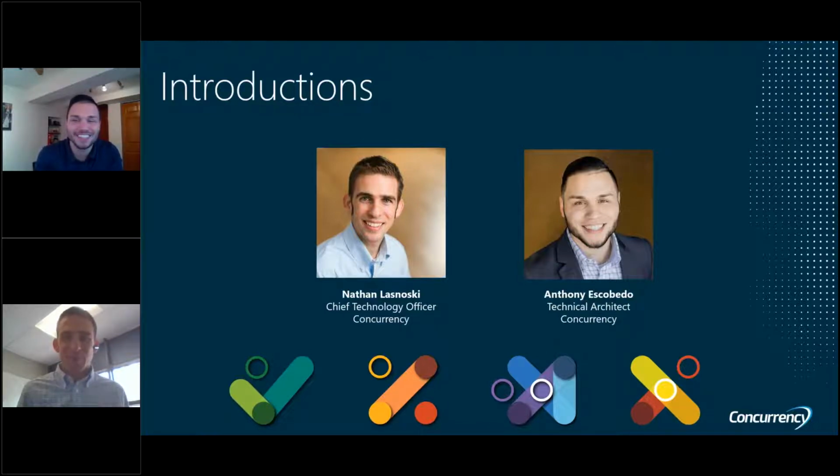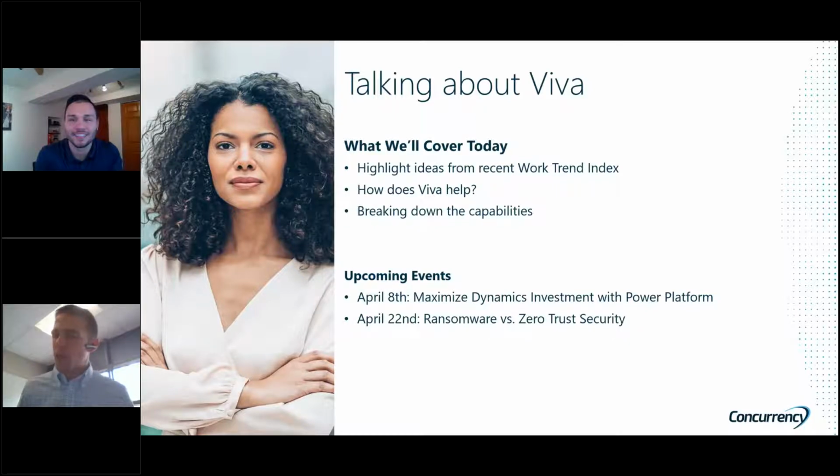Awesome. So what are we going to talk about today? First, we're going to talk about the why. We're going to talk about a few statistics and information coming out of a recent work trend index that was first posted by Satya Nadella. It is such an informative piece of work that enables us to understand why this is important for us to talk about. Then we're going to talk about how Viva helps to address some of these challenges. And we'll break that down into its capability areas that allow us to be able to use Viva to be able to address workplace engagement challenges.